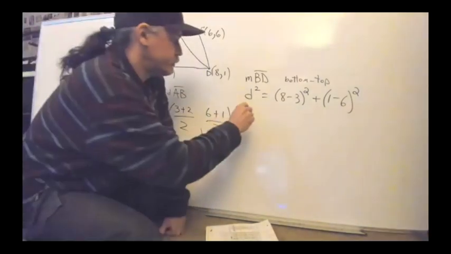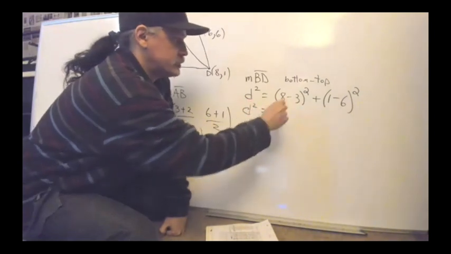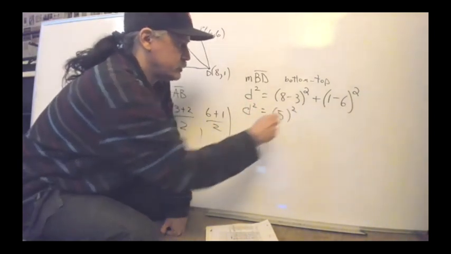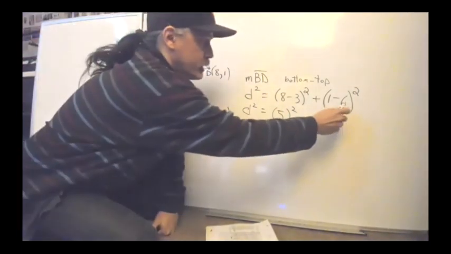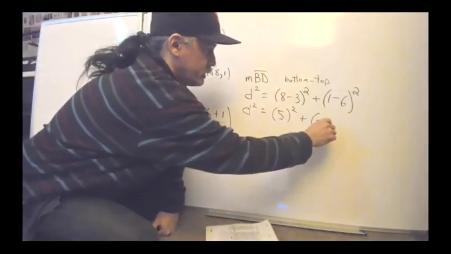Okay, so then when we simplify that, this is going to become 5 squared. Again, notice I'm putting that in parentheses to organize this. And then 1 minus 6 is a negative 5.